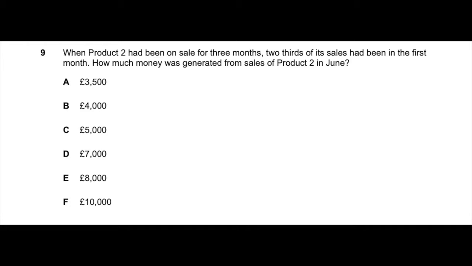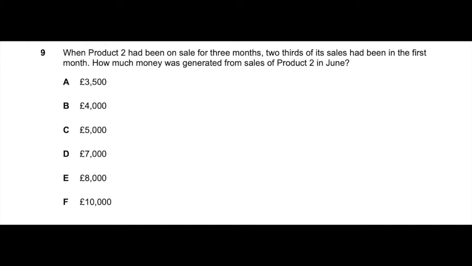Therefore, the income from sales of Product 2 in March was £2,000 multiplied by 9 equals £18,000 for the period March to May, the first 3 months on sale. The sales in March represented 2/3 of the total sales in this period. If 2/3 equals £18,000, then 1/3 equals £18,000 divided by 2 equals £9,000. Therefore, the income from Product 2 for the months April and May summed to £9,000.